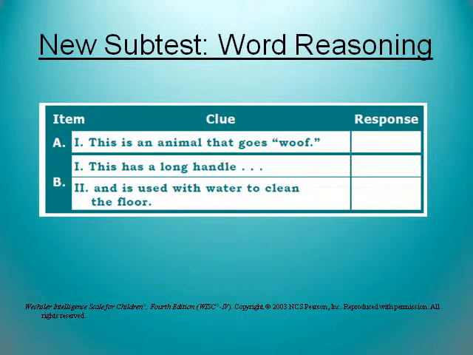If they get it wrong on the first one, you give them the second clue. If they get it right, then you're just like, that's right.